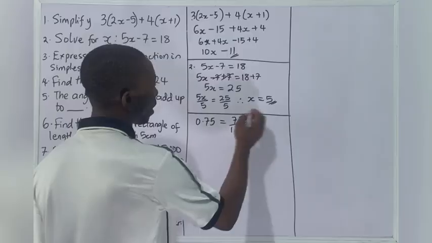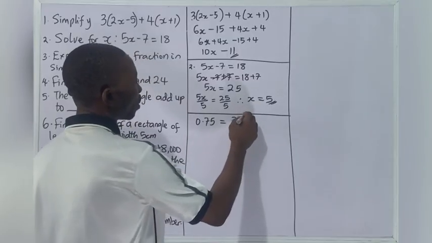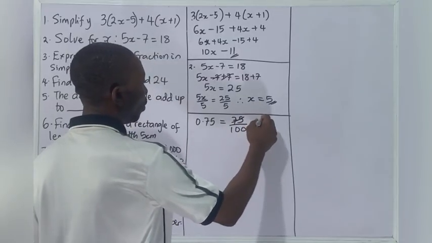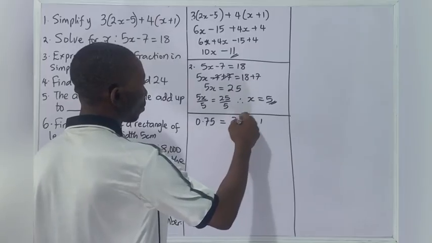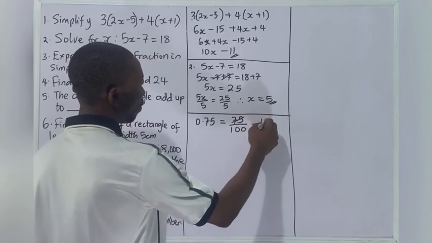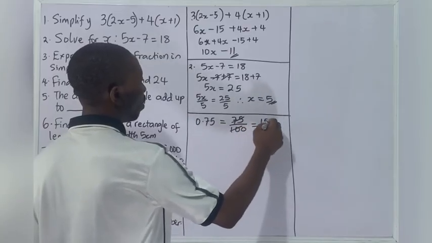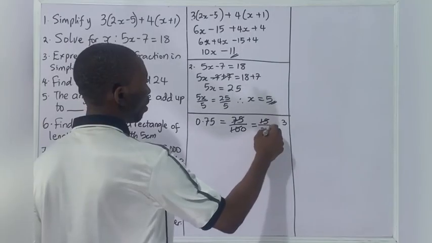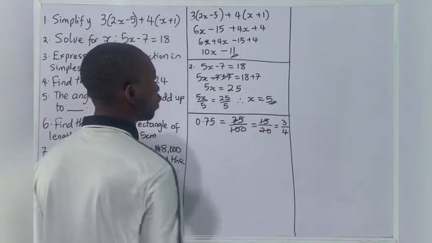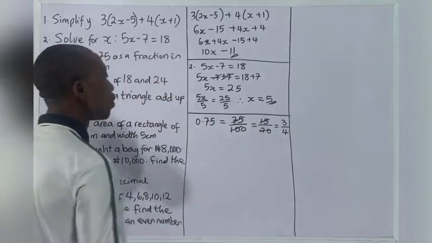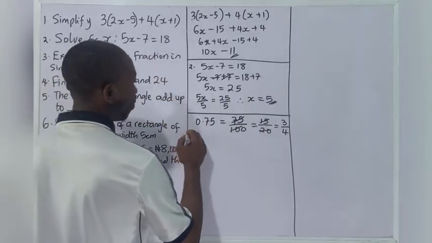Okay, so breaking this down, 5 here will be 1 and 5, and 5 here will be 20. 5 here again will be 3, 5 here will be 4. So breaking it down to its lowest terms would give us 3 over 4.